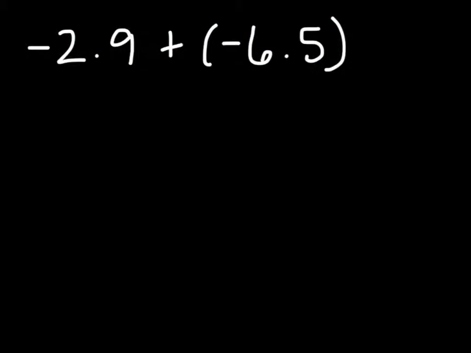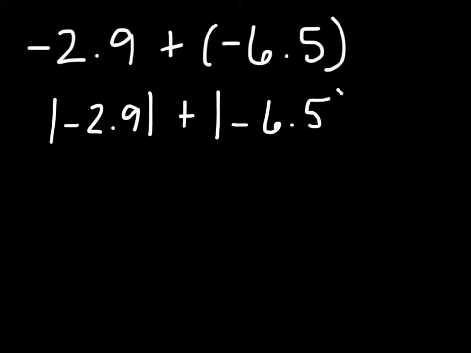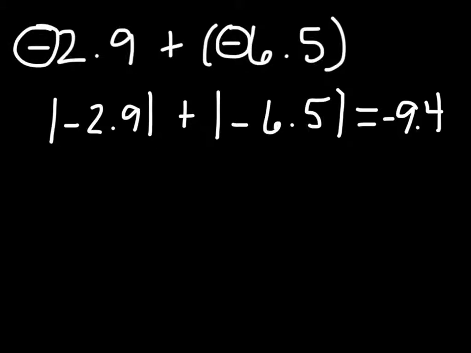Let's begin by adding and subtracting decimals. Find the sum of negative 2.9 and negative 6.5. So we use the rule for adding numbers with the same sign. Since both decimals are negative, the sum will be negative. First, we add the absolute values of negative 2.9 and negative 6.5, giving us 9.4. Then we know that our answer is negative because both of our decimals in the original equation have a negative sign. So our answer is negative 9.4.